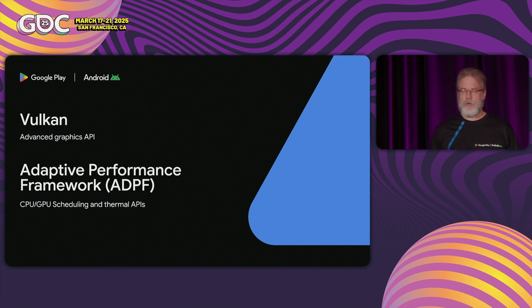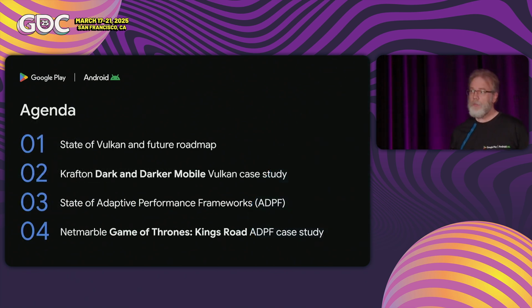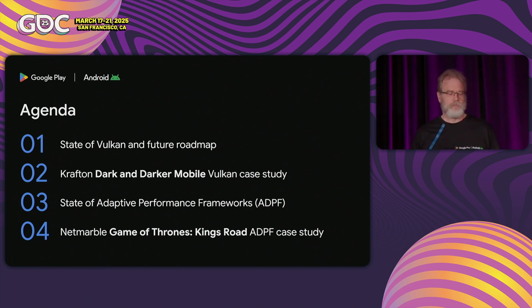Our topics in this session are two technologies crucial to modern Android game development: the Vulkan Graphics API and the Adaptive Performance Framework, or ADPF for short, APIs. Today we'll be discussing the current state of these technologies on Android and where they'll be headed in the near future. We'll then take a deeper dive into how developers are taking advantage of Vulkan and ADPF in their games. We'll be hearing about how Krafton and Samsung collaborated to bring hardware-accelerated ray tracing to Dark and Darker Mobile, and also how Netmarble used ADPF to optimize Game of Thrones: King's Road.